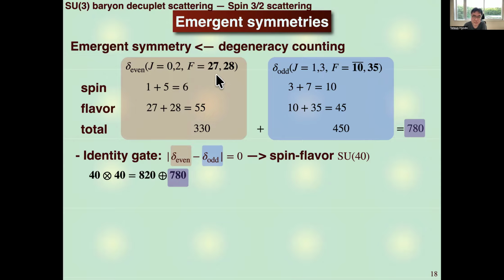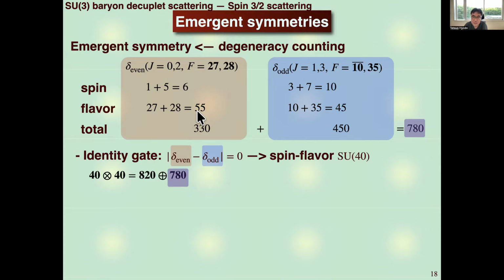Now, flavor 27 and 28, you just add up these two. By the way, 27 means that in these two baryon systems, you have 27 different combinations like delta plus plus, delta plus, delta omega, and so on. So the combination of two baryons, there are 27 combinations that form some flavor representation. In the same way, 28 contains 28 components. So by summing up these two, we have 55 degrees of freedom in terms of the flavor. And spin and flavor are independent. They are the outer product state.